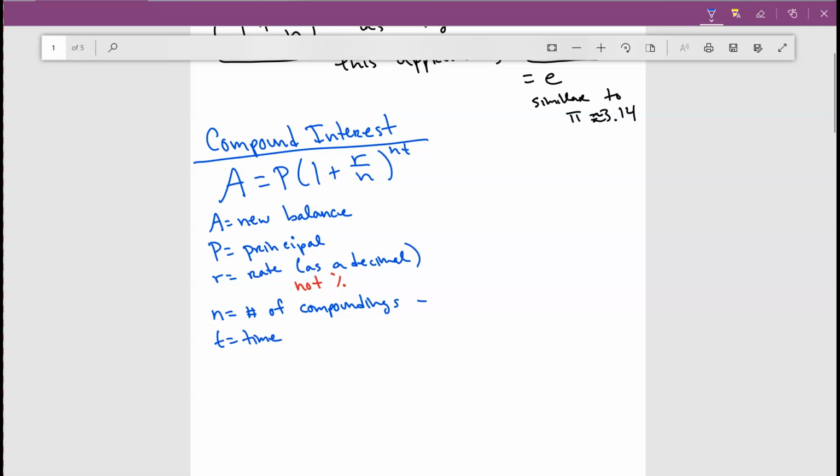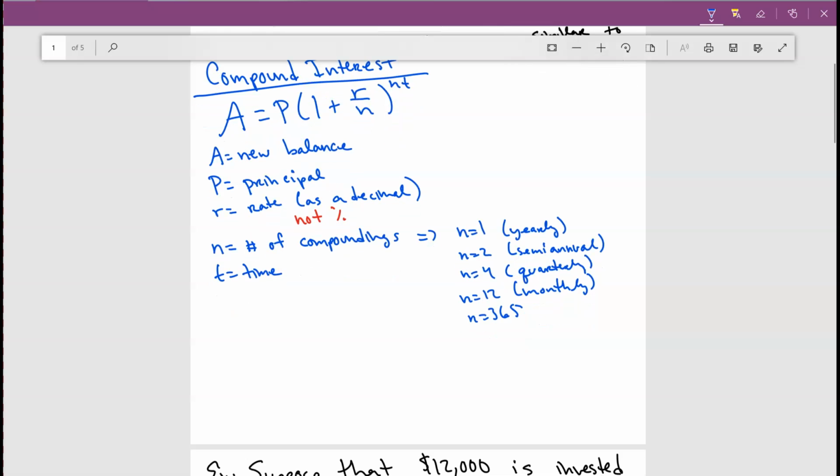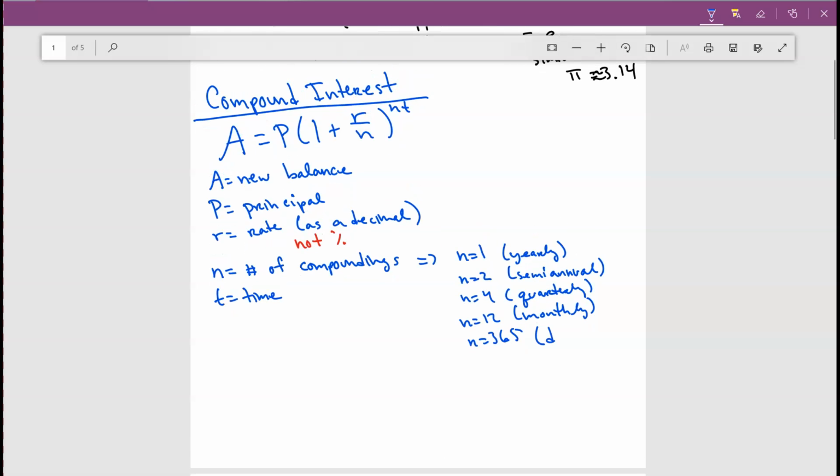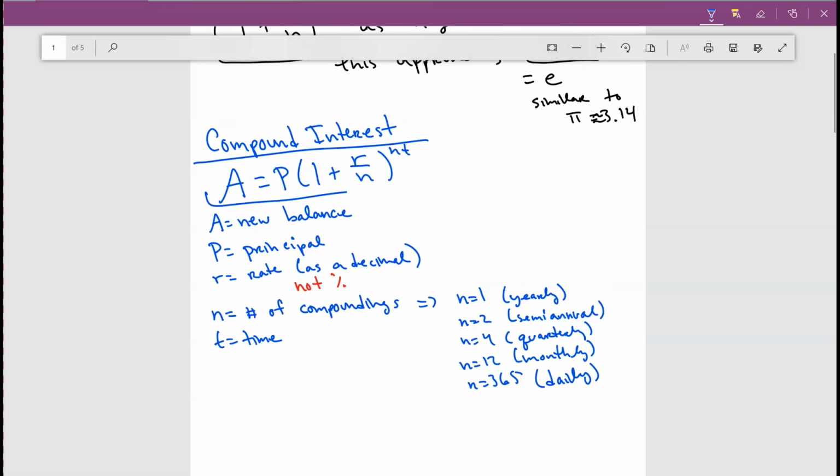Now, for number of compoundings, let me give you some examples. n equals 1 is yearly, which means I only add interest once a year. n equals 2 is semi-annual. n equals 4 is quarterly. Can you imagine what monthly is? n equals 12 is monthly. Daily is n equals 365 days. And so on and so forth. So this is the formula that we have.